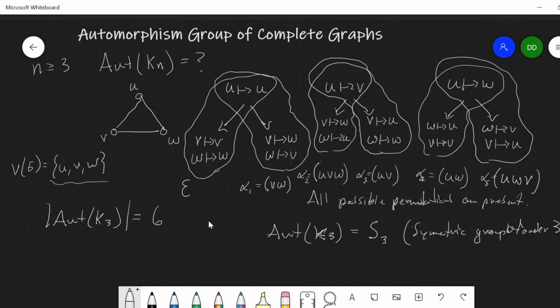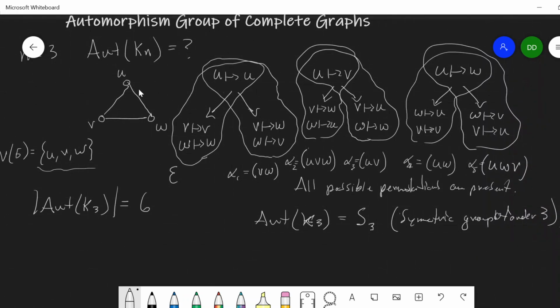In general, it's not too hard to see. We just have to preserve adjacency, but any 2 vertices are adjacent. And so it doesn't matter how I pick my permutation of my vertex set, it'll always lead to an automorphism. If everything's adjacent, I don't have to worry at all about where I send my vertices. I can pick any permutation at all. And so in general, the automorphism group of Kn is Sn. And that's the symmetric group of order n.